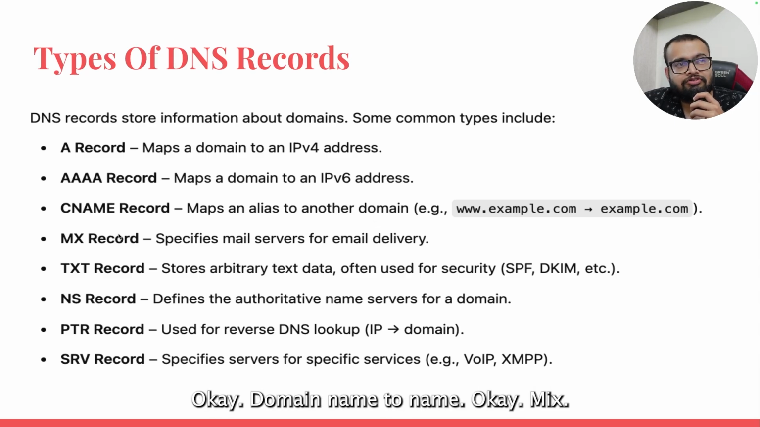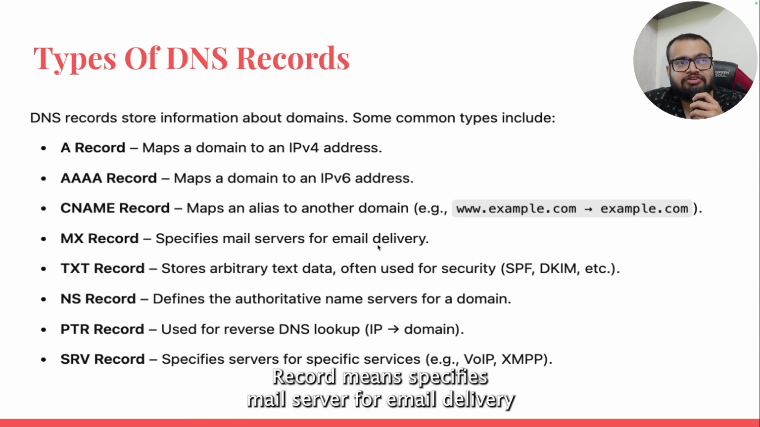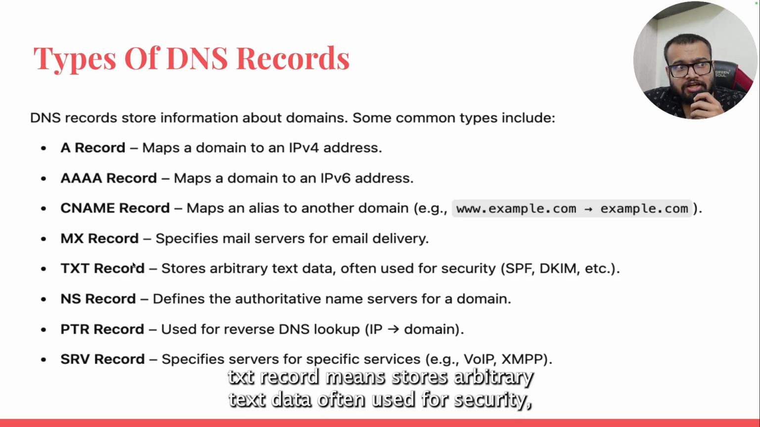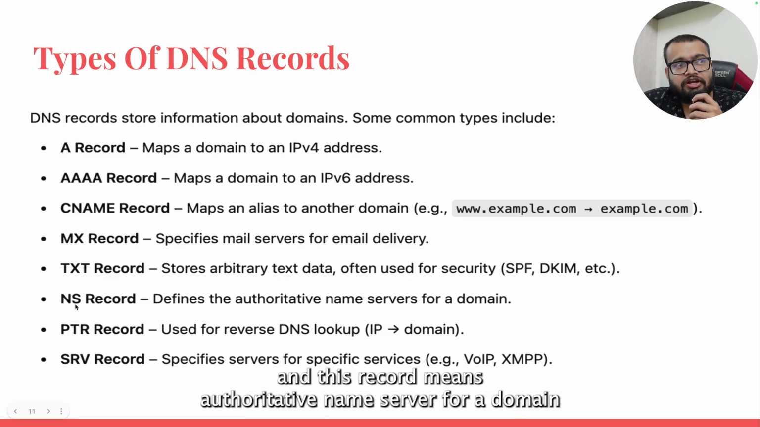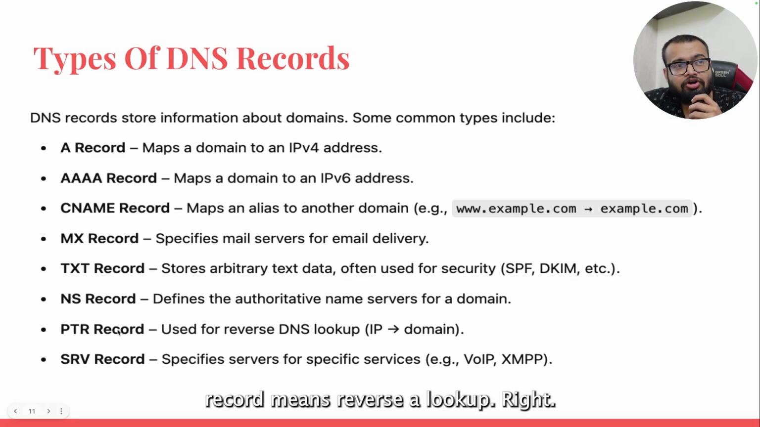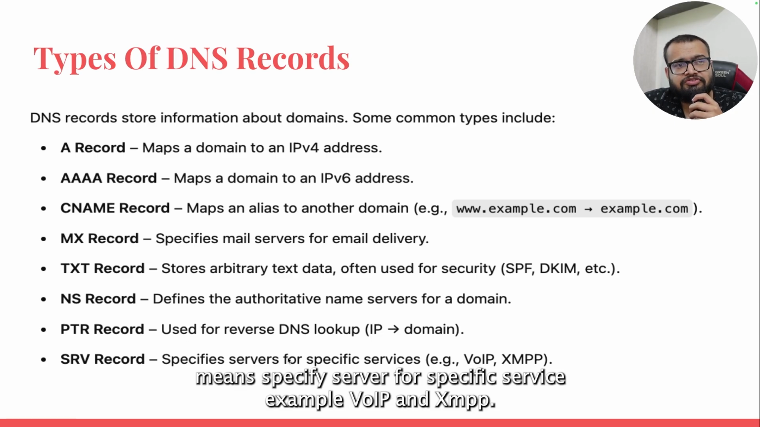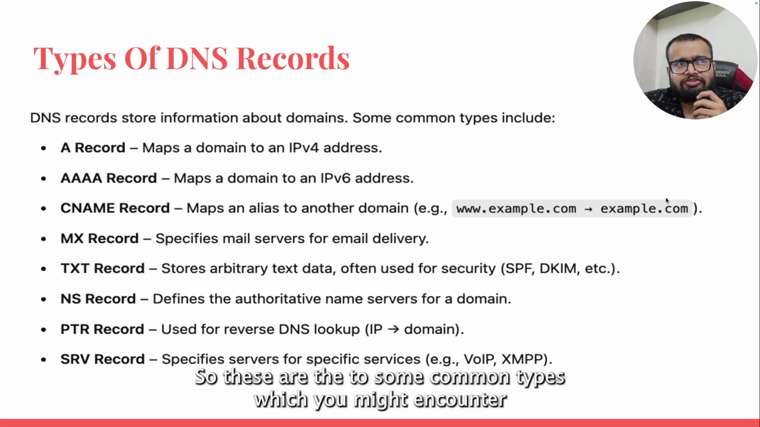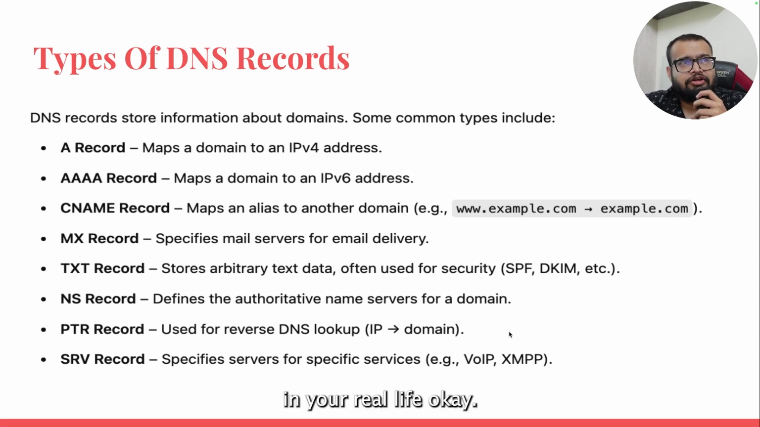An MX record specifies the mail server for email delivery. A TXT record stores arbitrary text data, often used for security. An NS record specifies the authoritative name server for a domain. A PTR record is for reverse lookup, so IP to domain. An SRV record specifies a specific server for a specific service, for example VoIP and XMPP. These are some common types which you might encounter in real life.